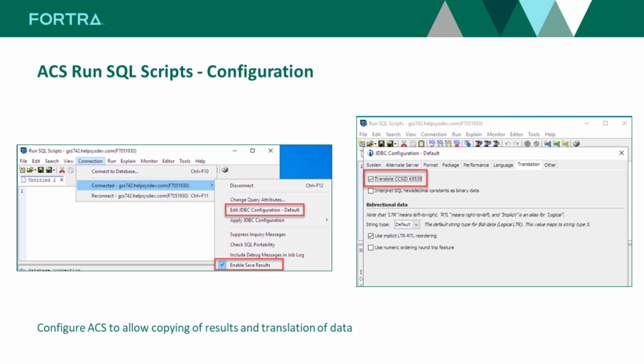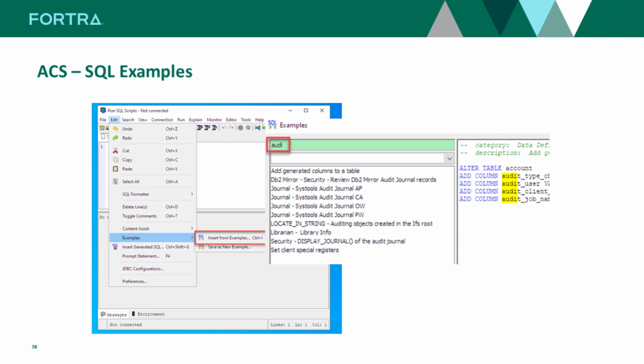The way I generally run these is through ACS, Run SQL Scripts. If you're not on ACS yet, I suggest you download it. From Run SQL Scripts, a good tip is to open up that JDBC connection and make sure that you're translating the CCSID so that you see all of the data normalized, so it actually is in readable format. It bites me every time, so I decided I'd finally put it in my presentations to remind others so they don't get caught by the same thing I do.